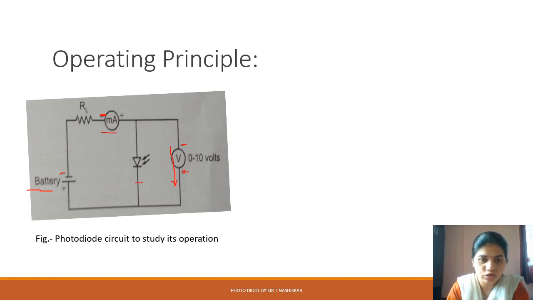Okay, the rest of the circuit is very simple. It is reverse biased. The only thing is that you have to know the reverse biasing, and how the voltmeter and the ammeter should be connected.